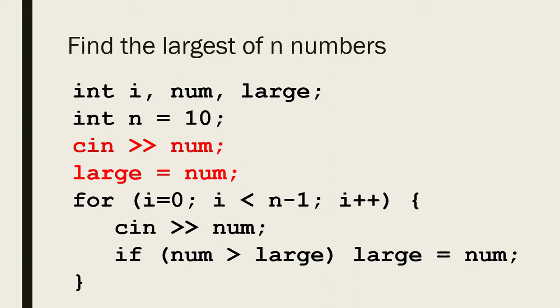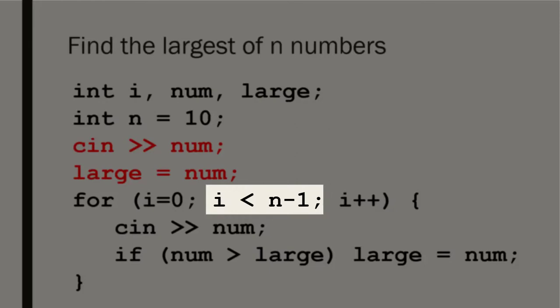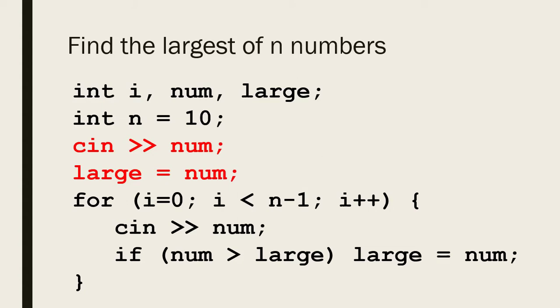So we should read the first number, set that up as the largest, the one to beat, and then continue from there. Having read the first, we don't need to read 10 items now in the loop. We only need to go 9 times. And so you can see I altered the upper bound here to n minus 1 instead of n. And so that helps us go just 9 times.